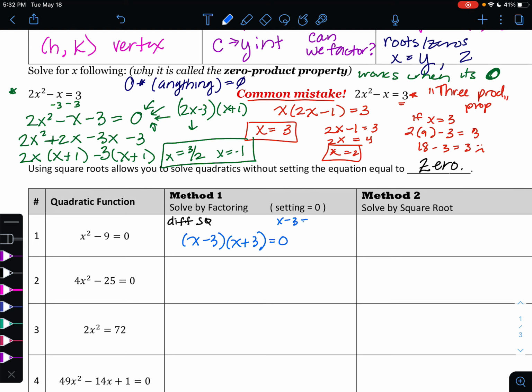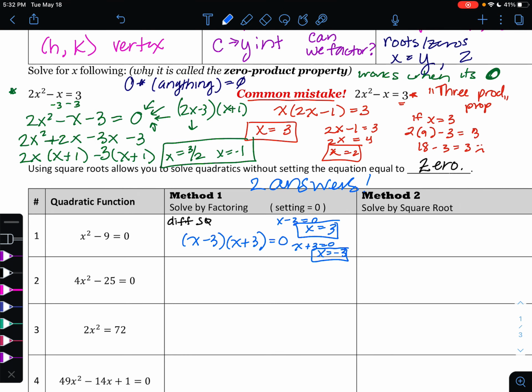Then I set each factor equal to 0 and solve, and get my 2 answers. Remember, you always have to have 2 answers, no matter which method you use.